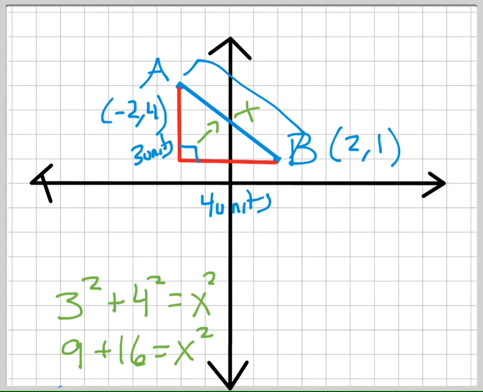9 plus 16 is 25. So I have 25 equals x squared. But I don't want to know what x squared is. I want to know what x is.